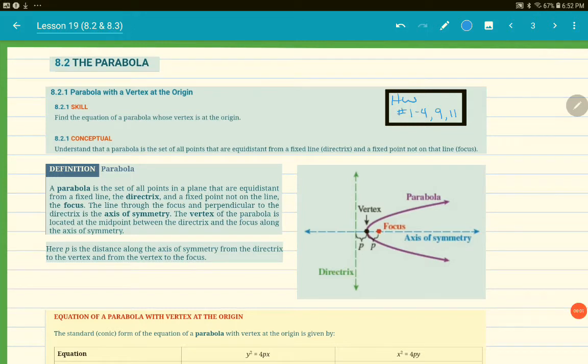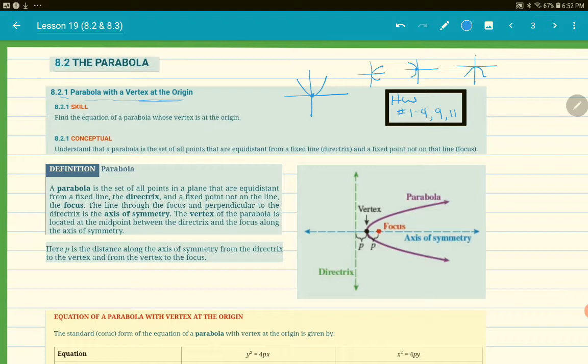In section 8.2, we're going to explore the parabola. We're going to start with 8.2.1, which is the parabola with the vertex at the origin. When I have my vertex there, it could go like that, or like this, or like this, or like this. So there are 4 different ways a parabola with the vertex at the origin could go.